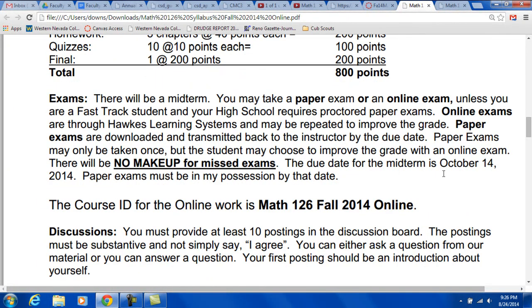So there will be a midterm. You may take a paper exam or an online exam, unless you are a fast track student and your high school requires proctored paper exams. That is the case this semester for at least one school.